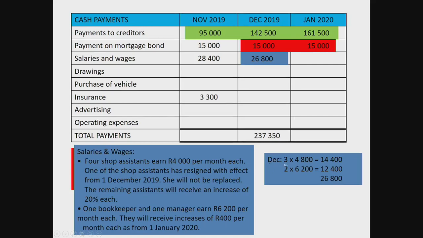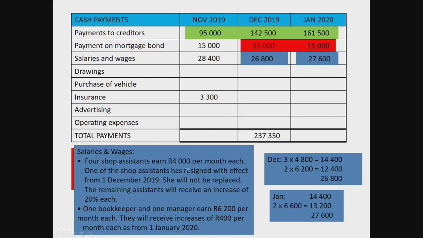So the shop assistants, their salaries will remain at 14,400. So still just be three of them because it says it will not be replaced. So it's 3 times 4,800. But now they'll be getting an increase of 400 rand. So instead of earning 6,200, they'll be earning 6,600, and I need to multiply that by 2. Gives me the 13,200, and then I add. And that figure will go over there.